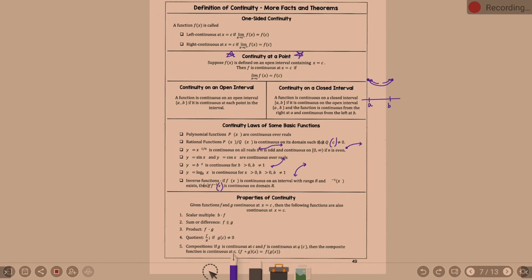But anyways, inverse: basically if the inverse exists, it is continuous, or the composition is continuous there. And then we have some properties of continuity at the bottom. Scalar multiple, you can multiply by a number. Sum or difference, we can add or subtract. Product, we can multiply. Quotient, we can divide. And then compositions.